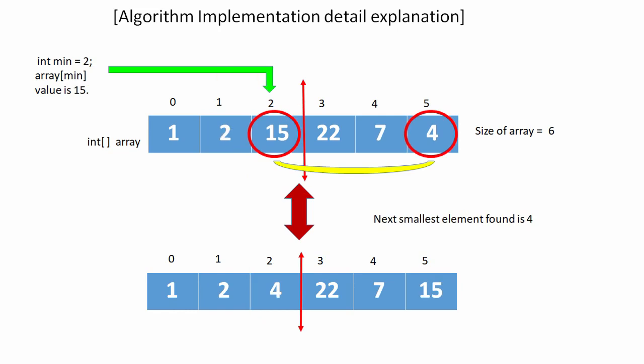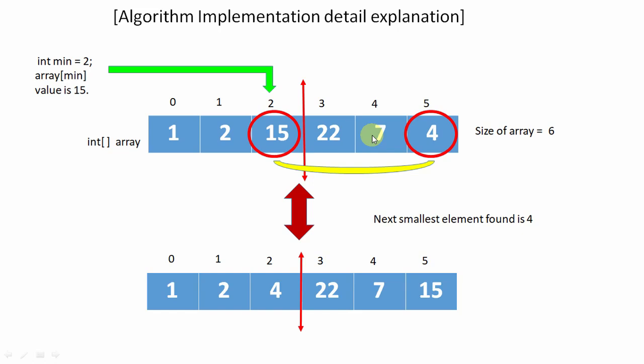Now 15 will become the smallest element and we will store its position in the min variable. So min becomes 15, and now the comparison will start from the third index: 3, 4, 5. So first we will compare 22 with 15, no change, and we will check 7 with 15. So we found 7 is the smallest element.